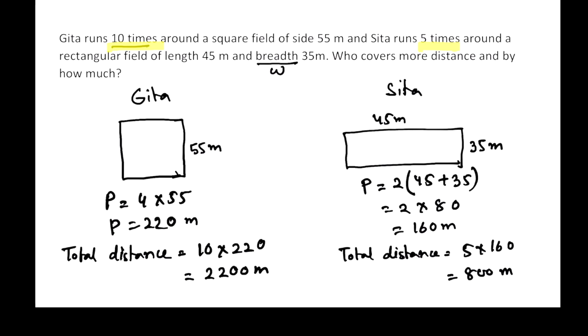They're asking who covers more distance and by how much. So 2200 meter is definitely more than 800 meter. So Geeta covers more distance, and if you subtract 800 from 2200, it's 1400 meter. So we found out Geeta covered more distance, and how much distance? 1400 meter.